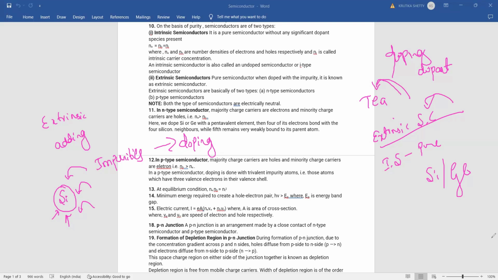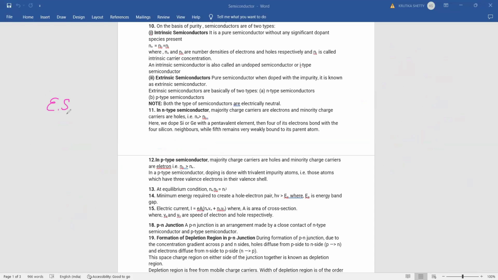So here we need to define, in case of the extrinsic semiconductors, three terms. One is what is extrinsic semiconductor, and the second one is doping and dopant. When you are adding the doping or the dopant materials, the process is called the doping. By doping, you are getting the extrinsic semiconductors.